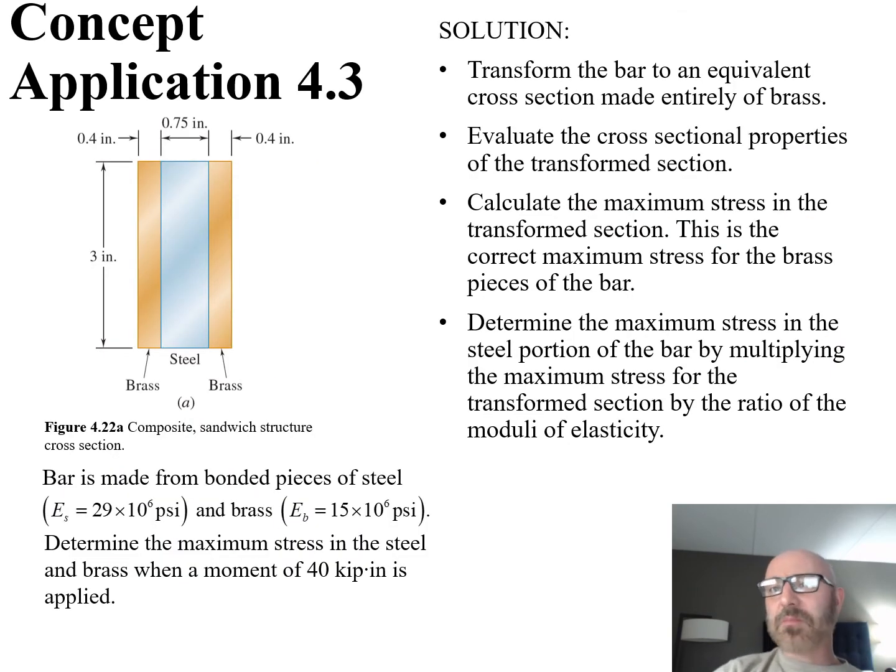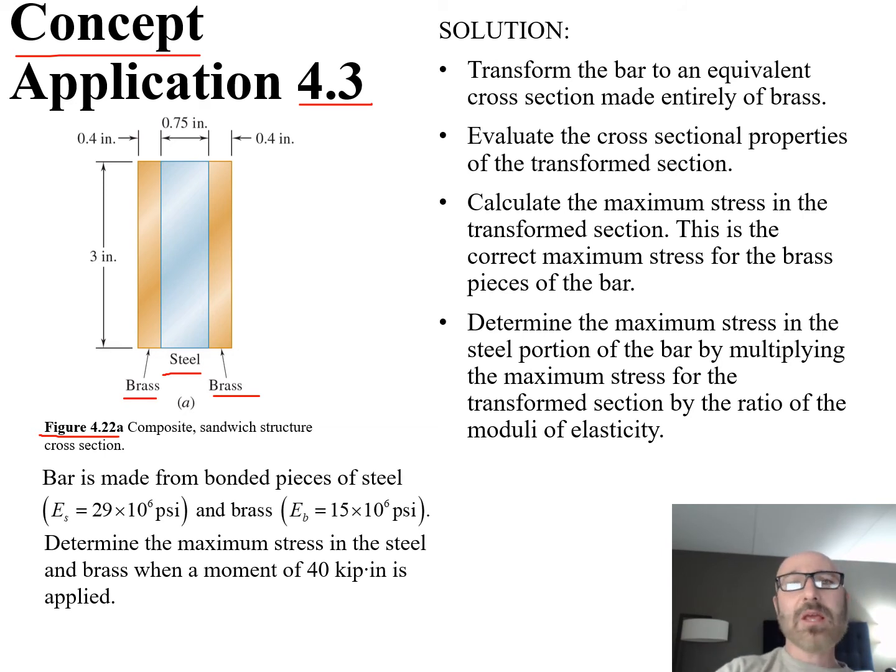So now I want to apply this to a concept application. We'll look at concept application 4.3, and we have our figure shown here in 4.2AA. We have a sandwich composite structure. Taking a look at the cross section of that structure, what information do they give us? Well, we have brass on the outside of our sandwich, and in the middle we have our steel. So we have steel sandwiched between two pieces of brass.